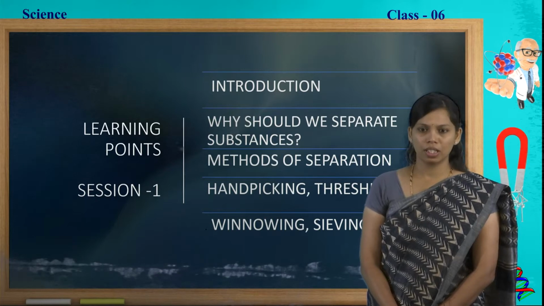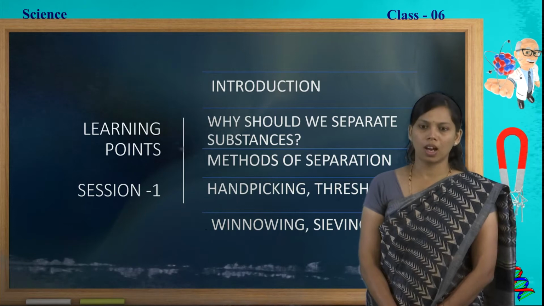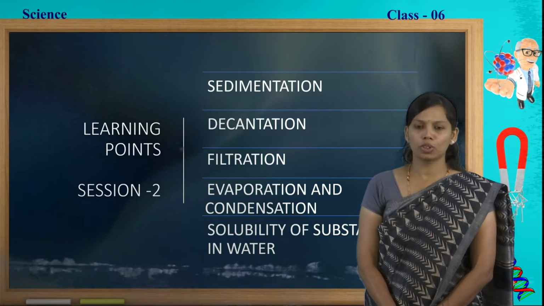In the first session, these many learning points are there. The first one is introduction. After that, why should we separate substances? After that, methods of separation. In methods of separation, there are different methods. In the first session, we are going to discuss only 4 methods, that are hand picking, threshing, winnowing and sieving. In the first session, we are going to cover all these, and after that, the upcoming session is session 2.